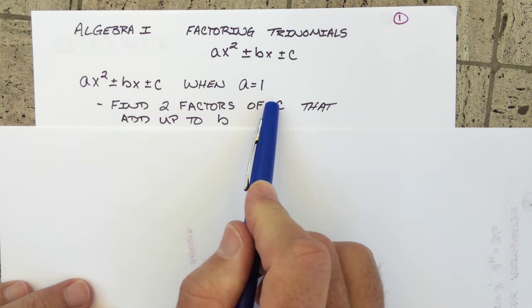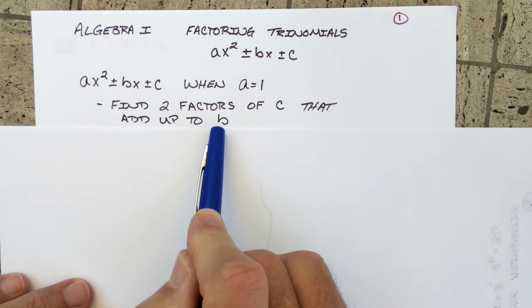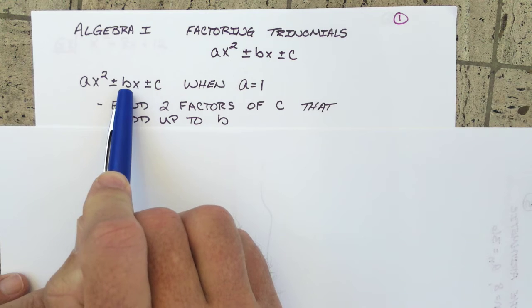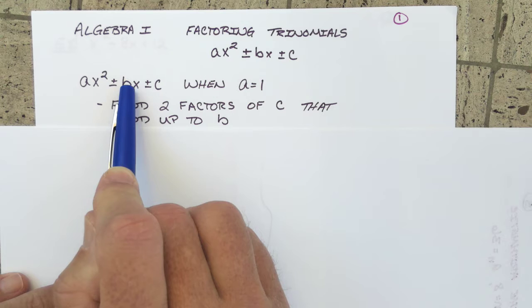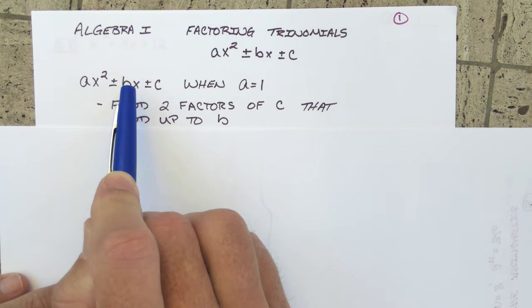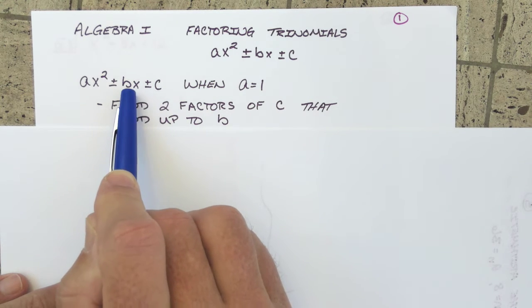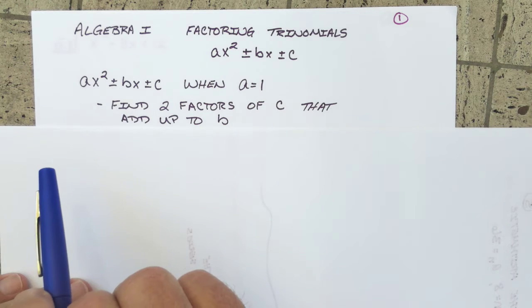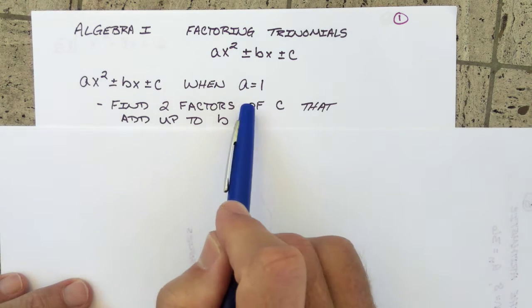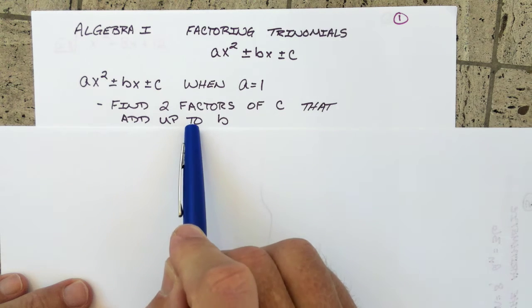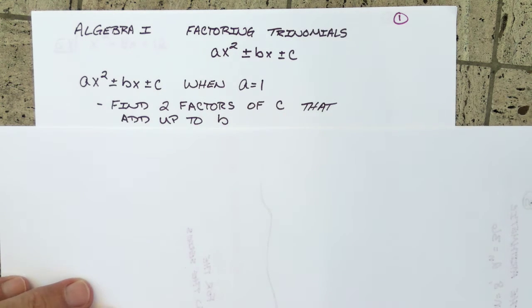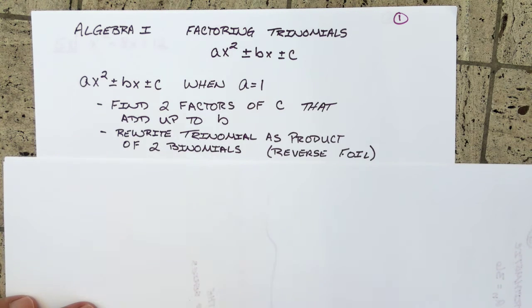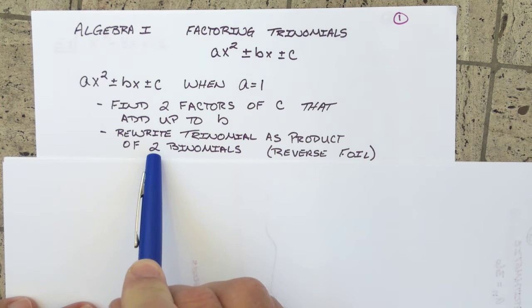Now, factors, but not just any old factor, they have to add up to be whatever this is. Whether it be positive or negative, they have to add up to be negative blah blah blah or positive blah blah blah. So this sign helps us in terms of determining what we have to do here. So find two factors of c that add up to be b. Great. Once we've done that, we're almost done. So now we're going to rewrite this trinomial as a product of two binomials.